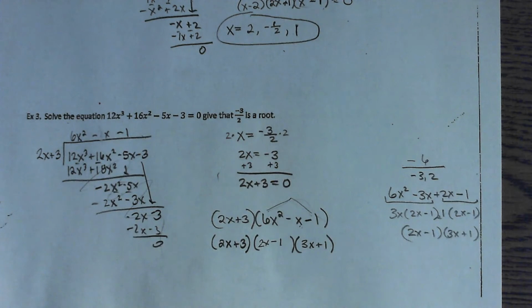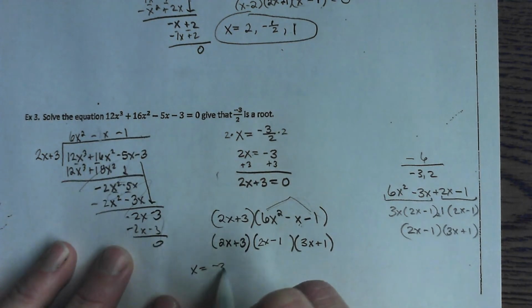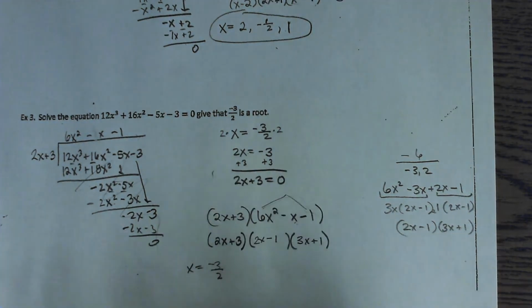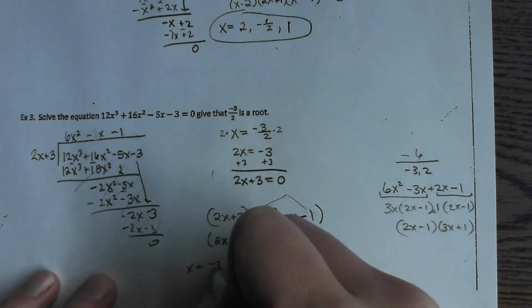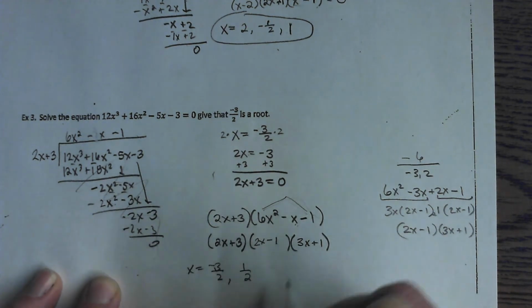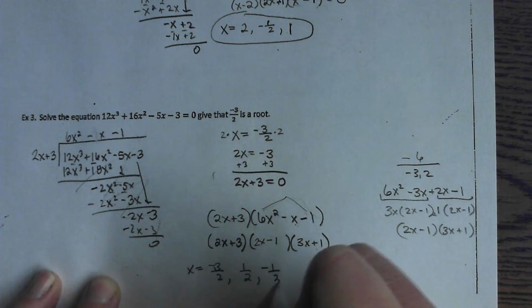But now to solve, I actually need to give solutions. So x equals negative 3/2 from the first factor. That's the one they told me anyway. They told me that was a root, so obviously that's a solution. 1/2 and negative 1/3. So I'm going to have to subtract over 1 and divide by 3.